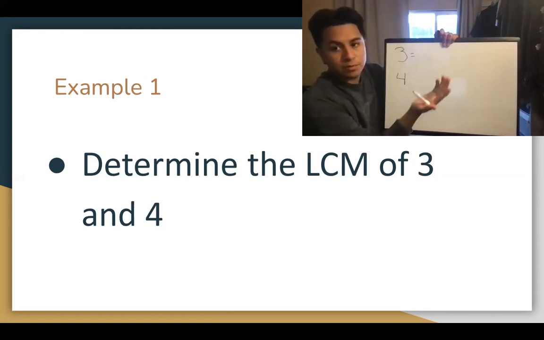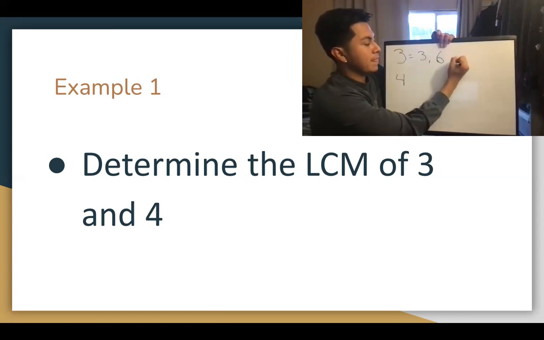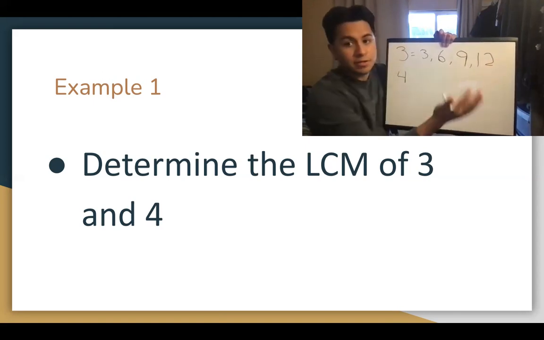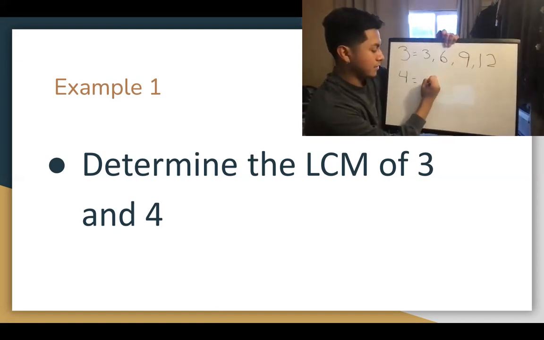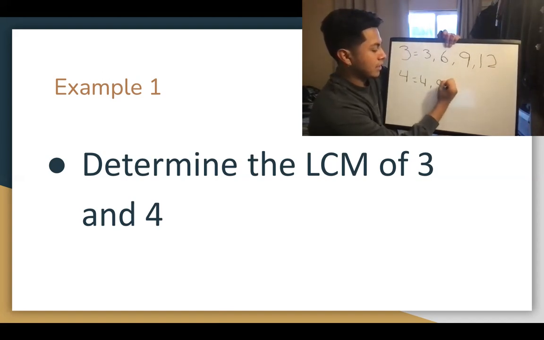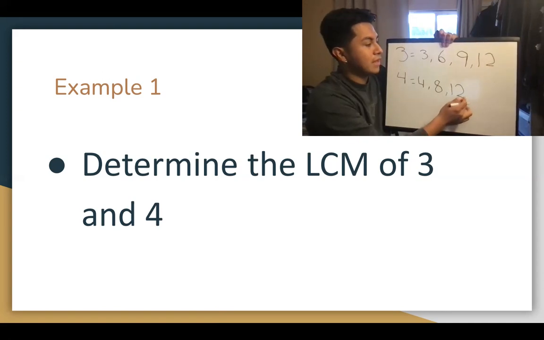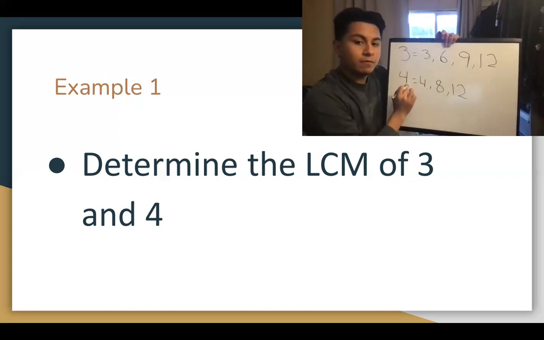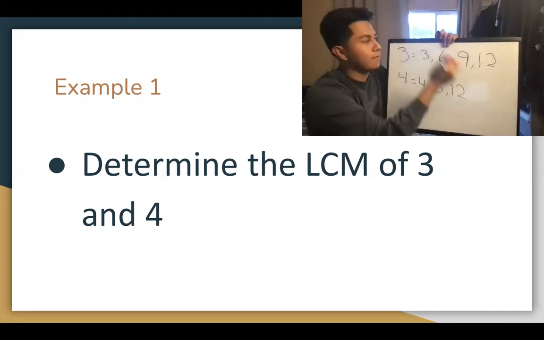So we are gonna try with 3 and then with 4. So with 3, the multiples of 3, well, let's start it off. So it'd be 3, 6, 9, and 12. So let's stop right there. Now we're going to move on to 4. The multiples of 4 would be obviously 4, 8, and 12. And as you guys can see, what we have in common is that both numbers have the multiple of 12. And that is the first multiple that is given for both 3 and 4, meaning that the least common multiple of 3 and 4 is 12.